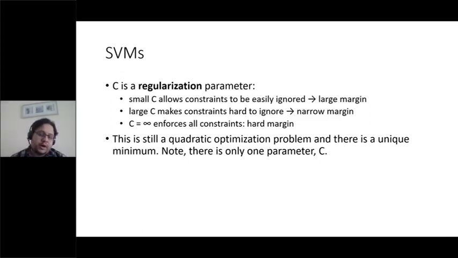How much it will tolerate depends on C. The bigger the C, the less tolerant it becomes. The smaller the C, the more tolerant it becomes. So if you put C equals 0, it will not look at anything. It will just get the biggest margin, and it may misclassify everything, which is not really useful. If C equals infinity, it goes to the hard margin SVM. Are you happy with my explanation?